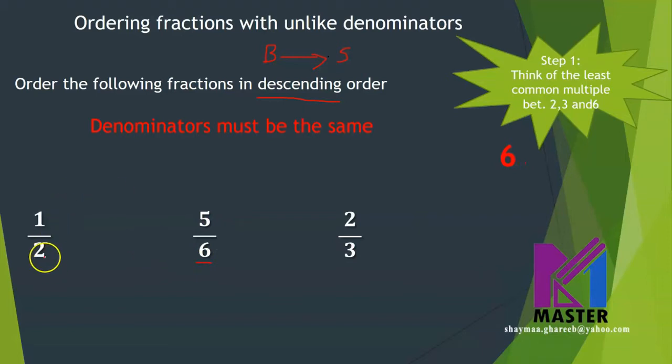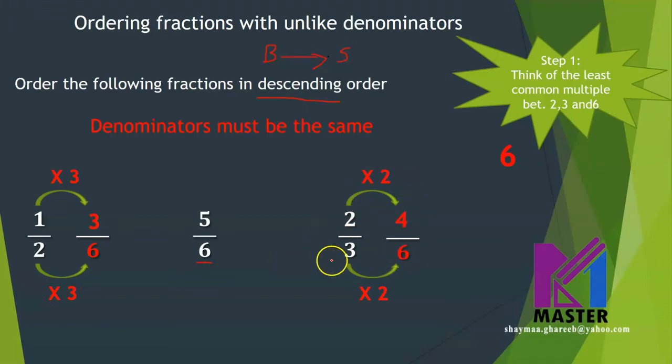Now I will change the denominators to be 6. 2 to be 6, I will multiply it by 3. I will do exactly the same with the 1. 1 times 3 equals 3. The 5/6 will stay as it is because it's already over 6. Now, I will do the same with the second fraction. 2/3, the 3, I want to change it to be 6 by multiplying by 2. 3 times 2 equals 6. Then I will do the same with the 2. Multiply the 2 by 2. 2 times 2 equals 4.